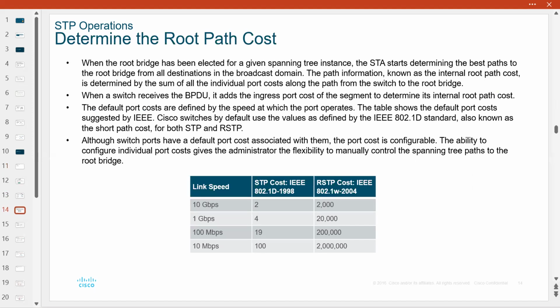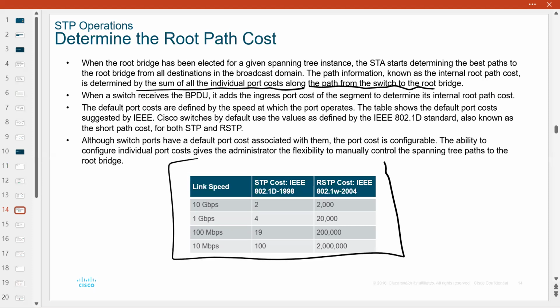The root path cost is determined by the sum of all the individual port costs along the path from the switch to the root bridge. So the root path cost is a cumulative value of all the individual port costs along the way to the root bridge. What is the root path cost? The root path cost table summarizes it.